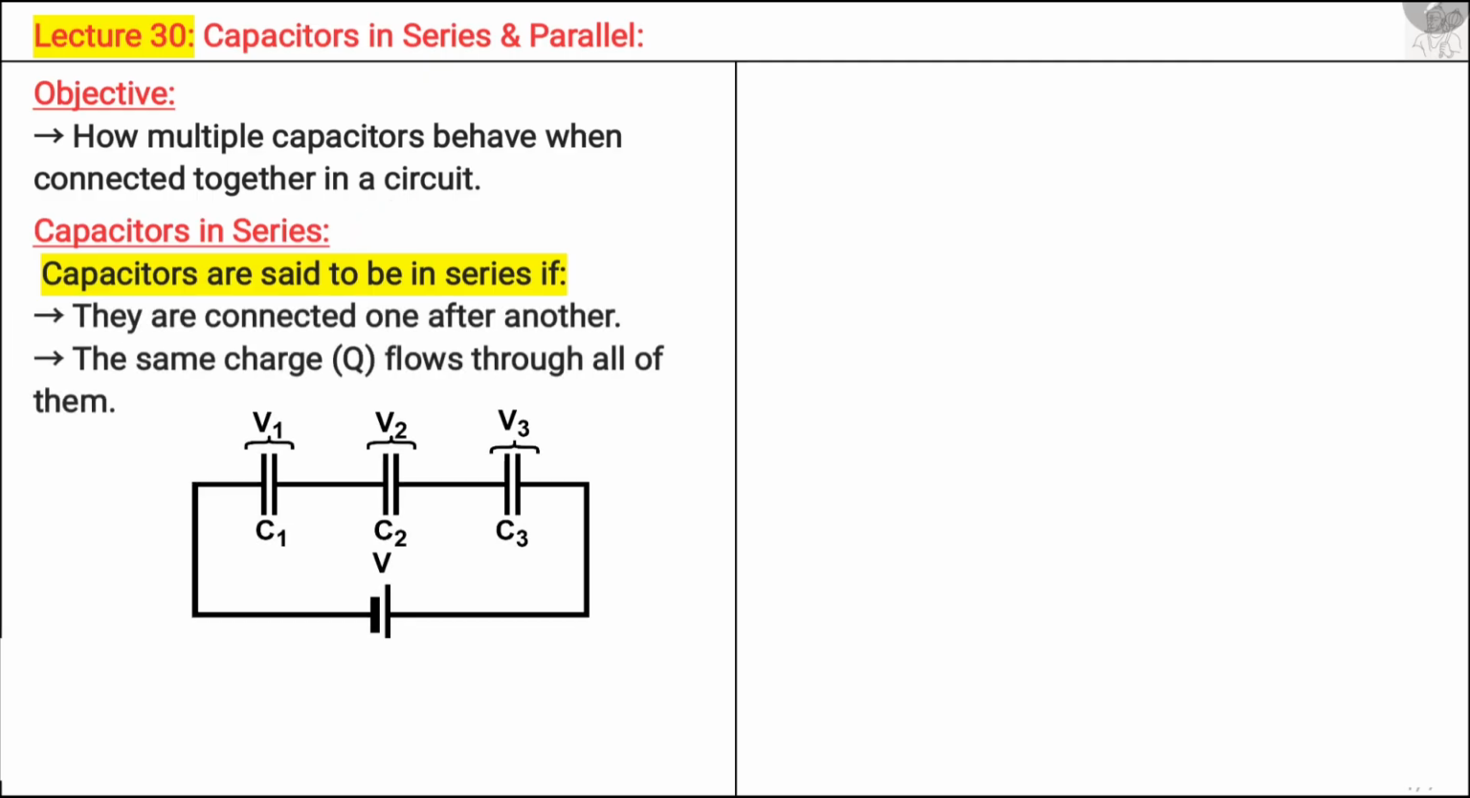The capacitors are said to be in series if they are connected one after another. For example, there are three capacitances in this circuit having capacitances C1, C2 and C3, and they are connected one after another. The next condition is that the same current is flowing through all three capacitors. So the key observations are that the charge is the same through all the capacitors and the voltage is distributed.